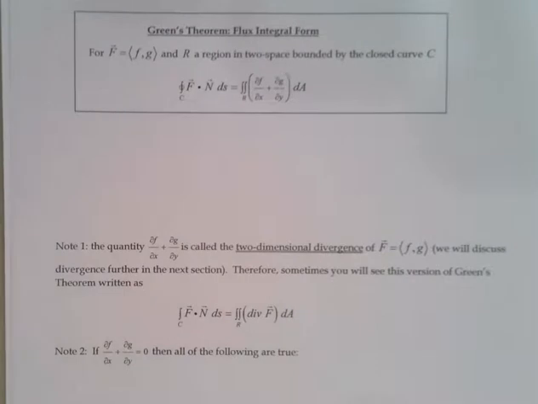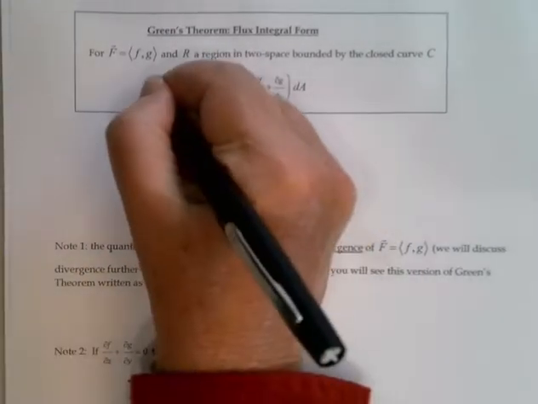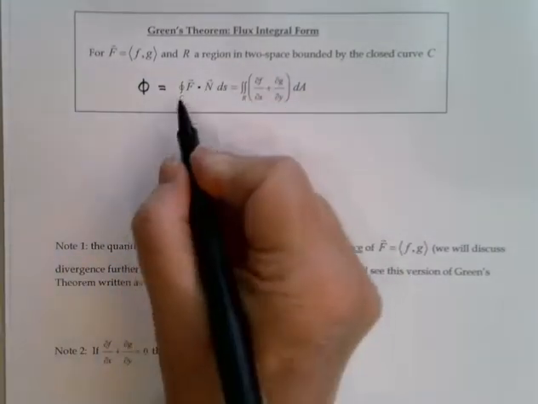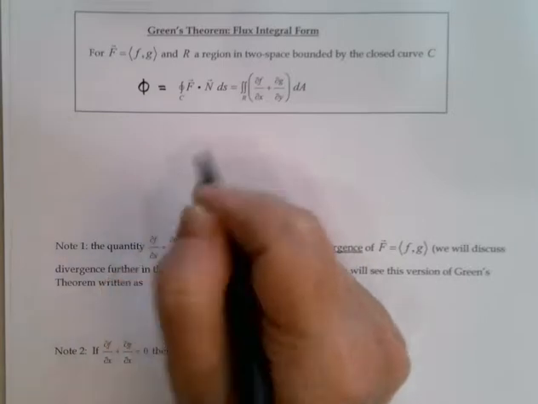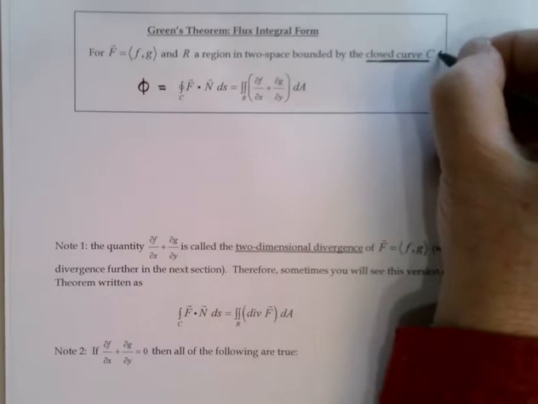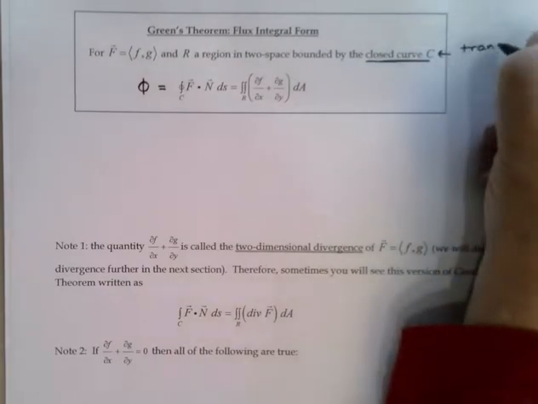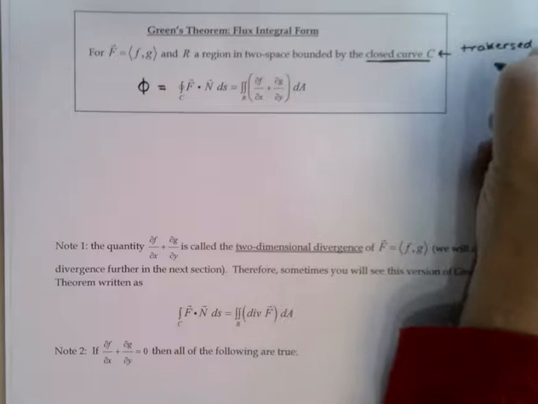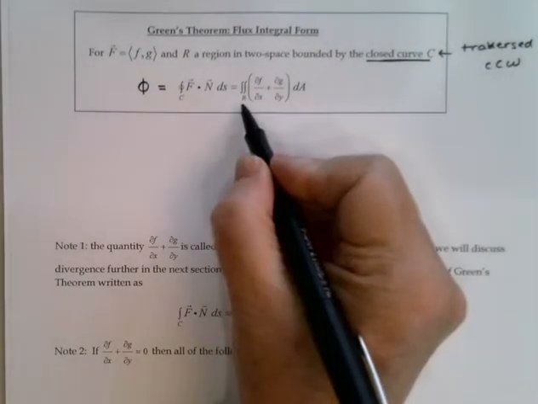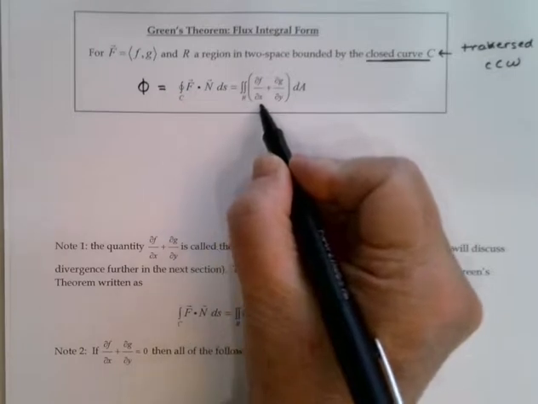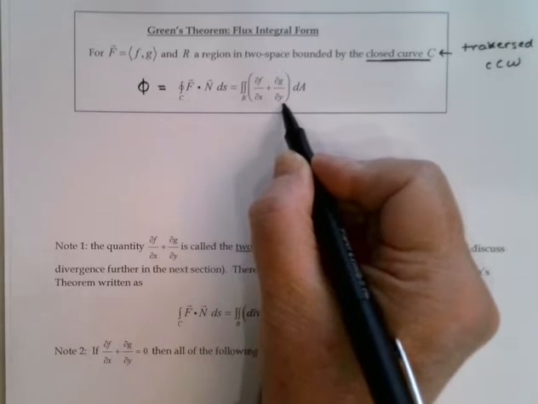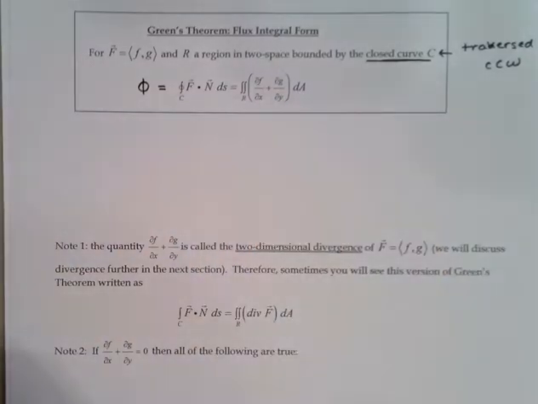So here's the flux integral form of Green's theorem. Our flux, f dot n ds, over a closed path, notice that little circle again, indicating the closed curve C, and again, this really is for traversed counterclockwise, can be found by taking the double integral over the region R of the derivative of f with respect to x plus the derivative of g with respect to y, dA.